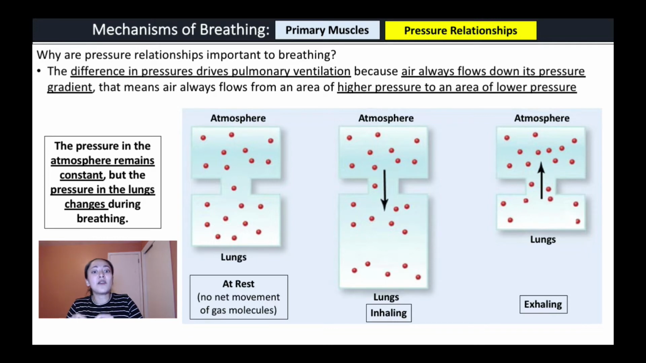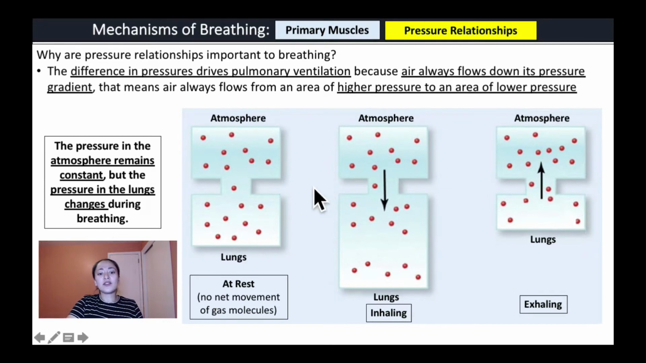This means that air flows from an area of higher pressure to an area of lower pressure. And this is what's going to drive inhalation and exhalation. So one thing to remember is that when you're breathing, the pressure in the atmosphere remains constant. That makes sense. We're not going to be having any effect on the air around us, really. But what is changing is the pressure in our lungs.